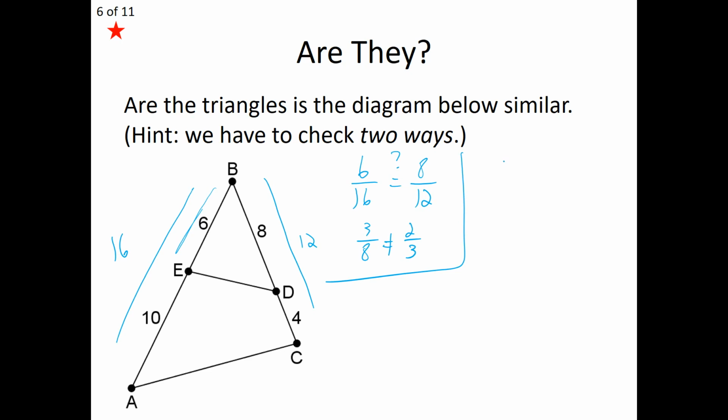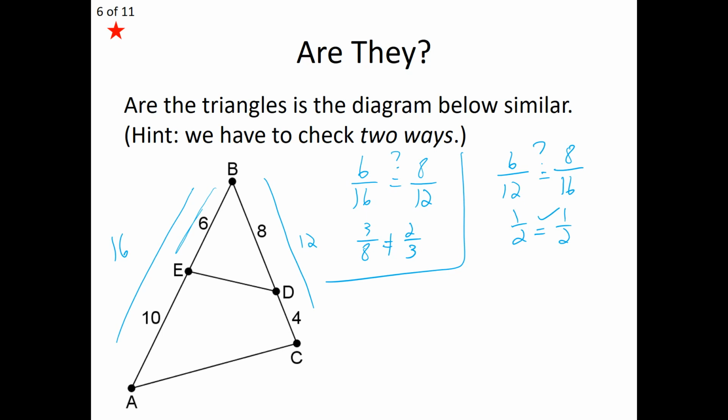What if BE, 6, corresponded with BC, which is 12? And that means our smaller side of our triangle, BD, which is length 8, maybe corresponds with the other side of the triangle, AB, which is the length of 16. So now the question is, are those ratios the same? Is this a true proportion? And it is. When we reduce these, look at that. We do actually have proportional sides.